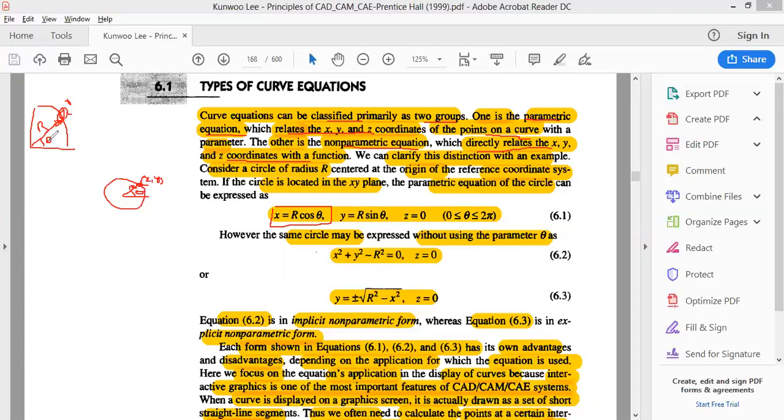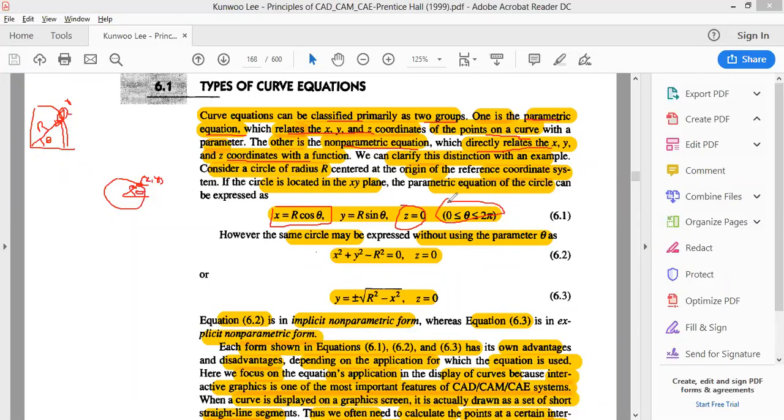Right. Okay, so for this, if I have to reach here, the x is equal to r cos theta. Similarly, if you want the y value, it's r sine theta. And since it's only two-dimensional, the z value will be 0. A circle is going to vary in angle from 0 to 2 pi, that is 360 degrees.